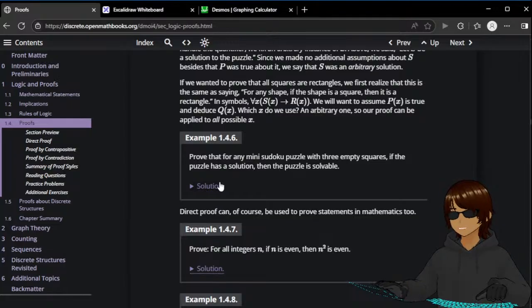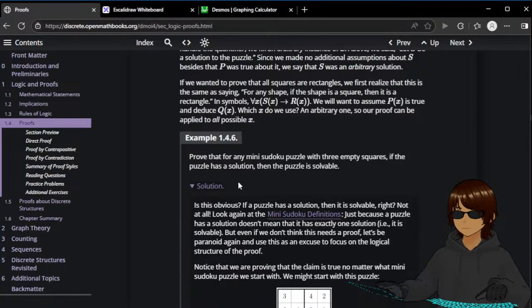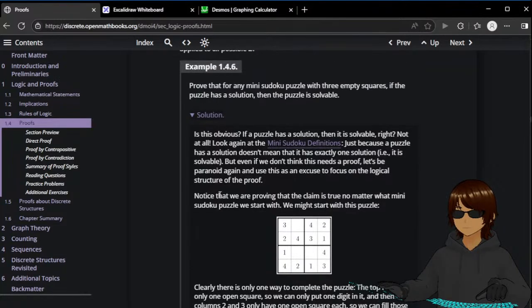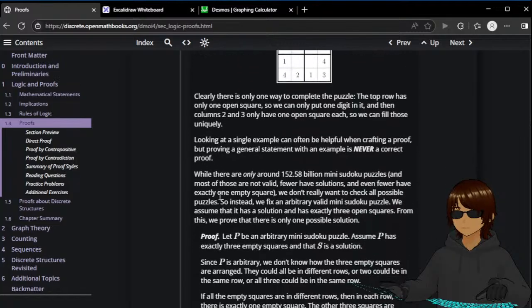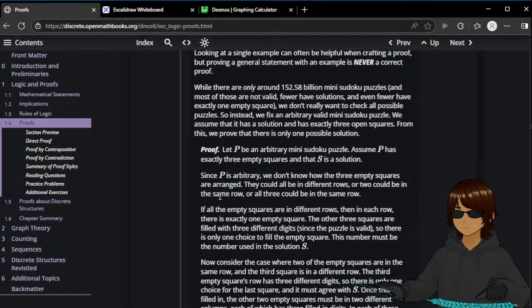There are 3 empty squares, right? If there are three empty squares, then there has to be one row or a column where only one square is missing. And we can solve that one square.